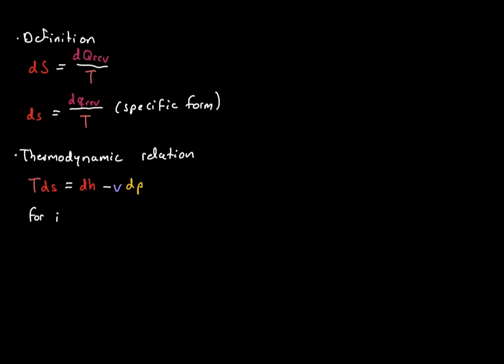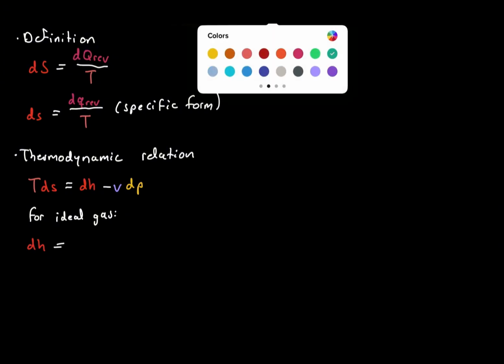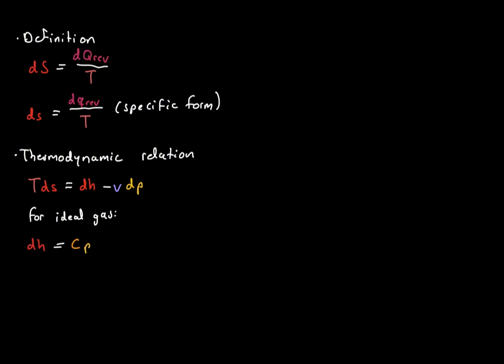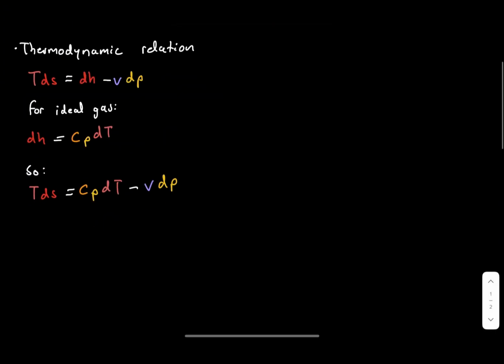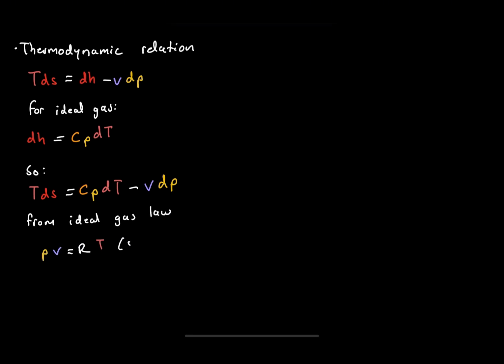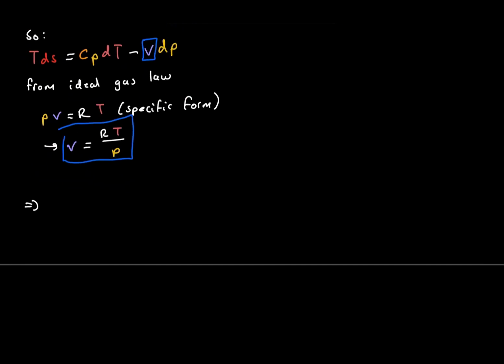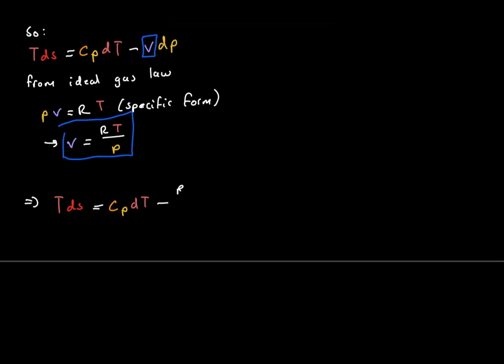Now, let's apply this to an ideal gas. For an ideal gas, dH equals Cp times dT. And from the ideal gas law, we can express V in terms of temperature and pressure. If we substitute everything and simplify, we get a very useful expression. ds equals Cp times dT over T minus R times dP over P.